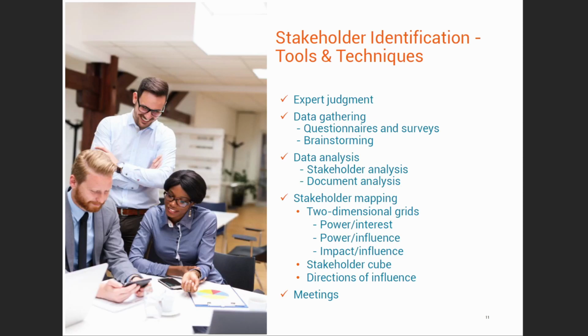So you've got at your disposal different tools and techniques to identify stakeholders. So you have expert judgment, data gathering, questionnaires and surveys, brainstorming, as well as data analysis. There is a stakeholder analysis and document analysis. Also, we have stakeholder mapping. So we could either do two-dimensional grids, like for example power interest, power influence, or impact influence, stakeholder cube, directions of influence, and meetings.